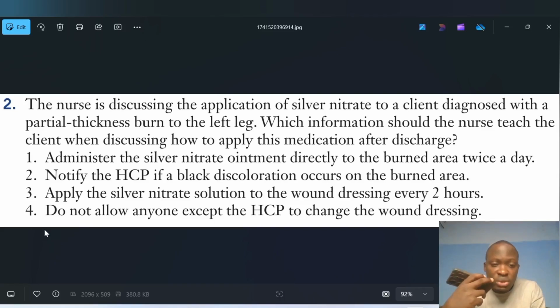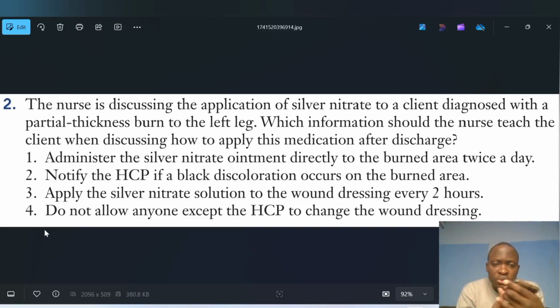Alright, the answer is number 3. Apply the silver nitrate solution to the dressing every 2 hours. Yes, this is how we actually do it. However, anyone can change the dressing, provided they are trained by the nurse. The dressing is changed every 12 hours. And moreover, silver nitrate causes a black discoloration, so there's nothing to worry about there.